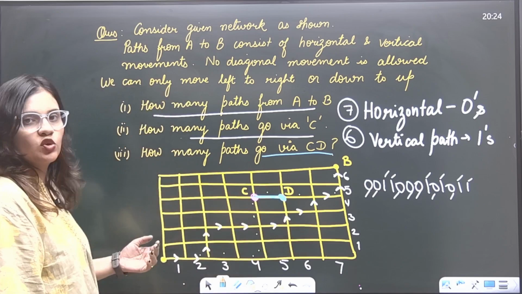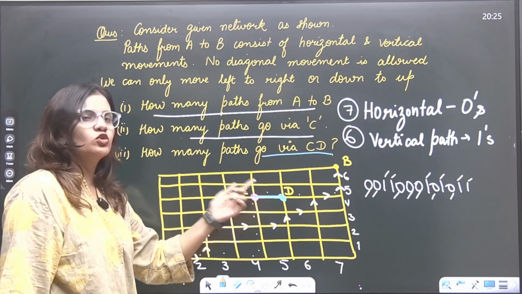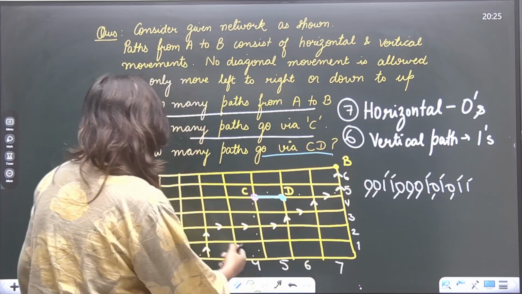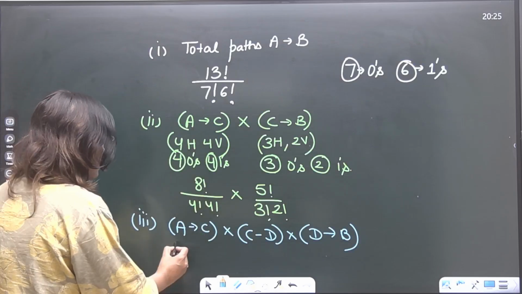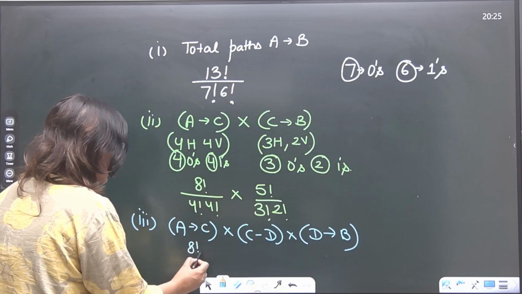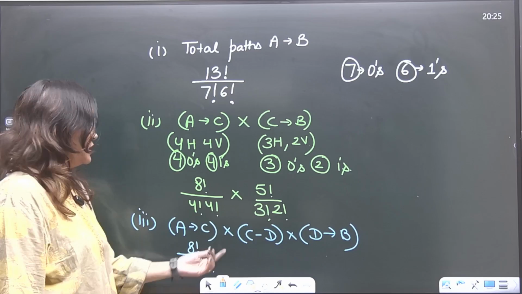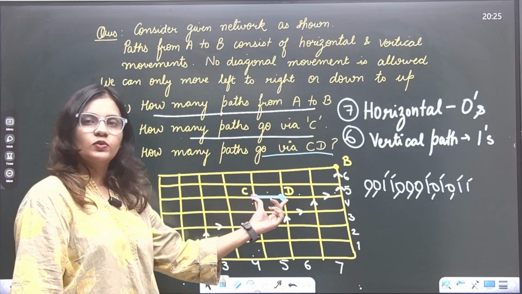So what we will do, we will find the total number of paths from A to C. Then C to D there is only one. Then we will find D to B. So let's check how many paths. A to C is the same, right? So this is 8 factorial by 4 factorial, 4 factorial. C to D, there is only one path, this one.